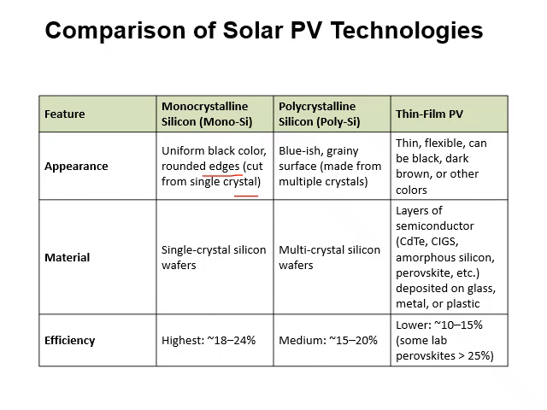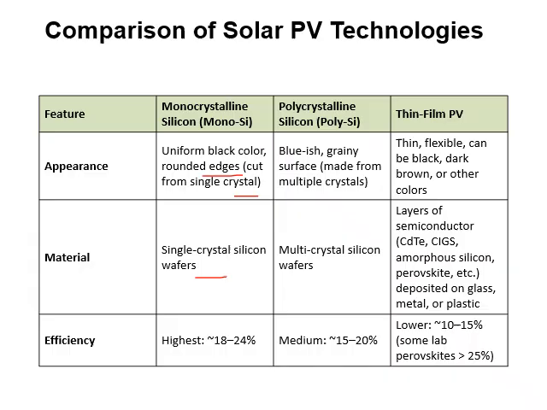The material used for monocrystalline is single crystal silicon wafer. Polycrystalline is multicrystal silicon wafer. And thin film has layers of semiconductor, and this is deposited on a carrier material which is glass, metal or plastic.